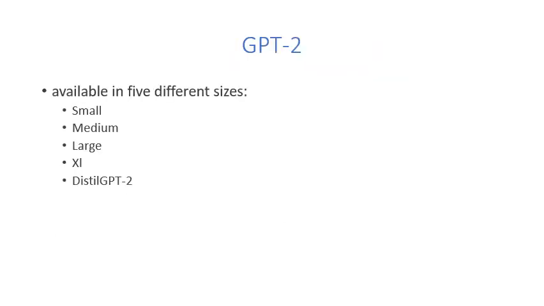As I said, GPT-2 is a quite large model, but it comes in different variations, different sizes. Basically, it's a stack of decoders, and the number of decoders is less or more. The original is 1.5 billion parameters, but there are variations: small, medium, large, X large, and distilled GPT-2, which is smaller than the others.